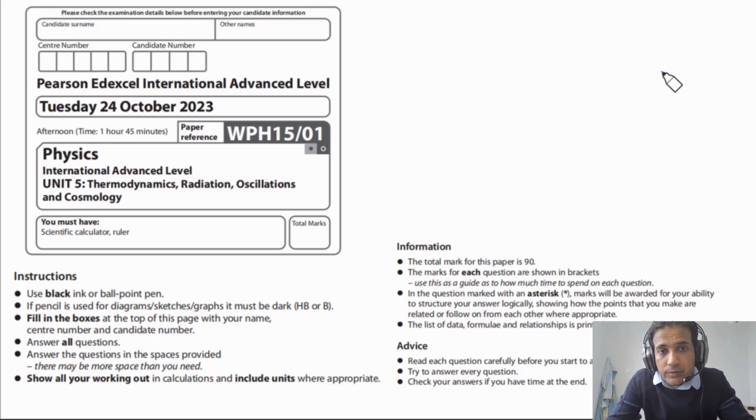In today's lesson, we will discuss past paper questions from October-November 2023, paper 5. As always, we will discuss these questions in detail so you can improve your conceptual understanding of physics and also have a better understanding of these exam questions. Let's study together, let's improve together.